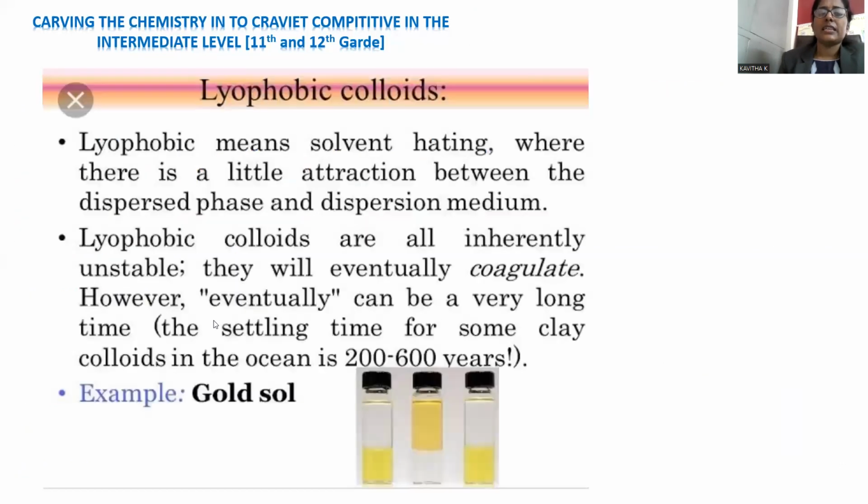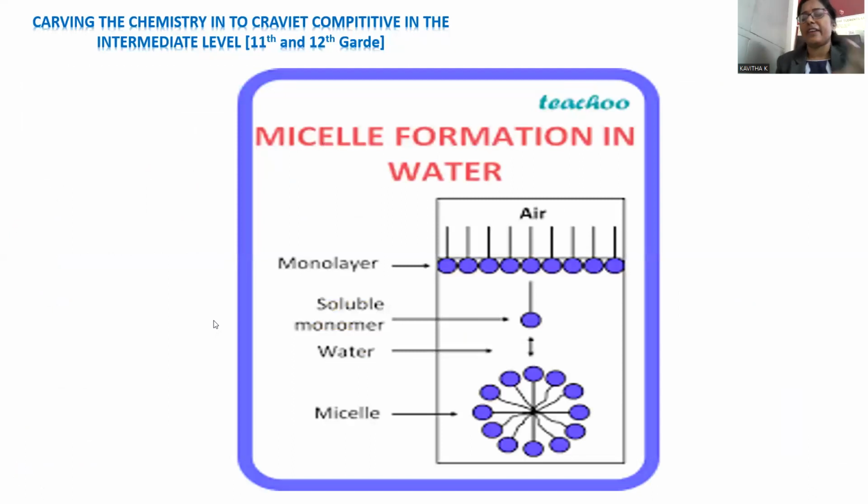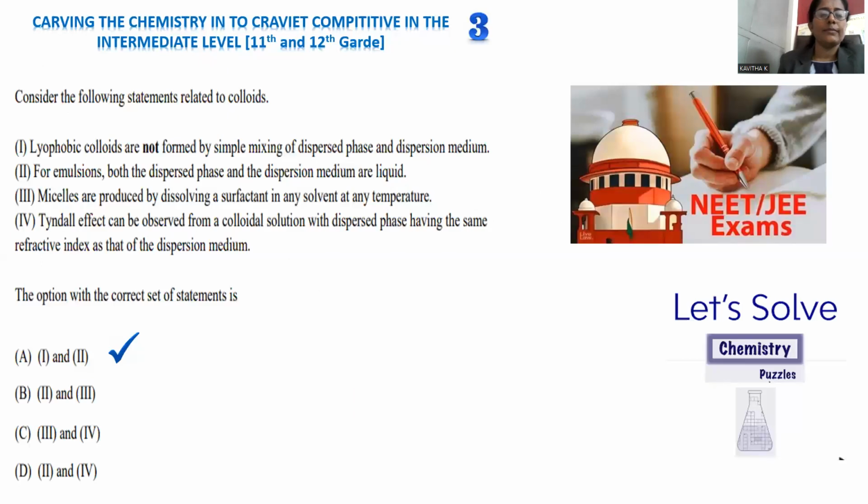Micelle. A micelle is a species which has a bunch of molecules rather than individual ones. What they are saying is that a micelle is produced by dissolving surfactant in the solvent. One surfactant in any solvent may not be possible.